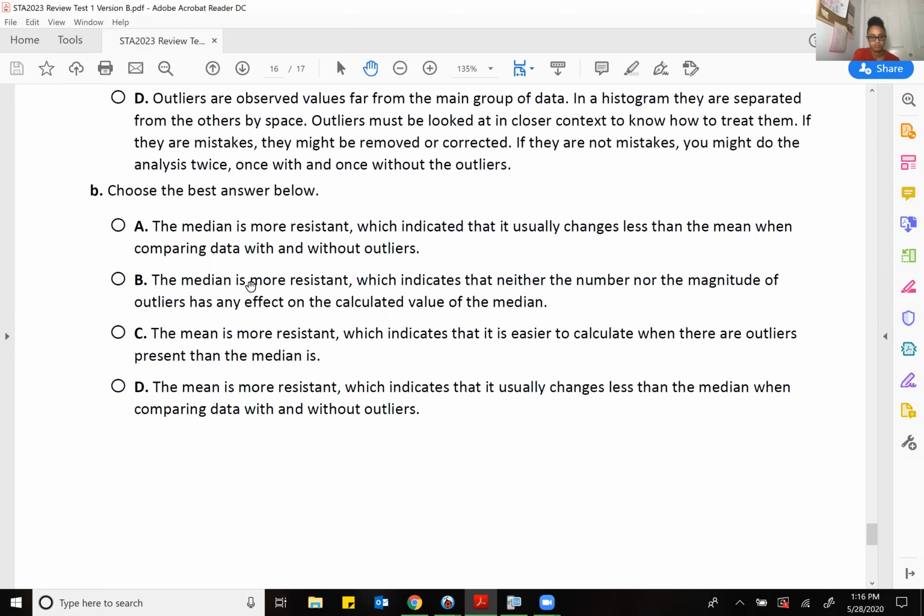So the median is more resistant, which indicates that neither the number nor the magnitude of the outlier has any effect on it. Yes. So the answer is B. Because remember, outliers really do affect the mean a lot. The outliers pull the mean either towards a higher value or a lower value, depending on how big or how low the outlier is. So we know it's not these. The mean is not resistant. And that right there is it.